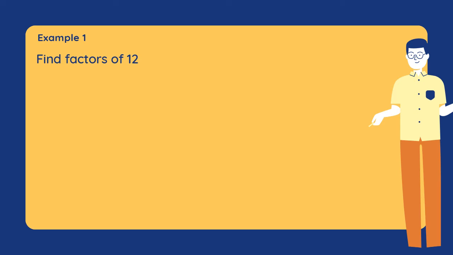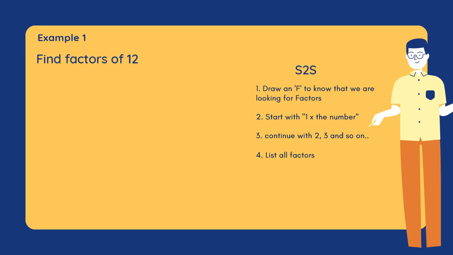So for example 1, we're finding factors of 12. First things first, I'm going to write down the step-to-step right over here so we can see the step-by-step method that you need to do. First, you need to draw an F to know that we are looking for factors. So let's draw an F over here. We know that F stands for factors and we're finding factors of 12. So let's write down the number right over there. Step 2, start with 1 times the number. So 1 times 12. Now, ask yourself what are other numbers that when you times them together gives 12.